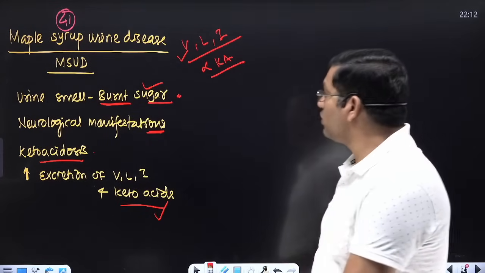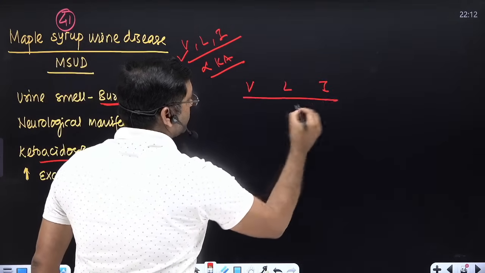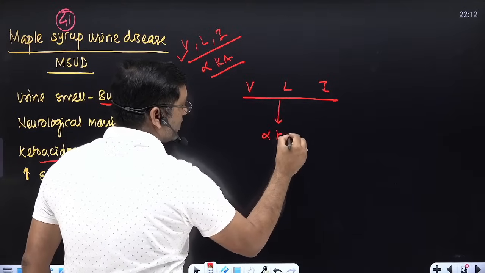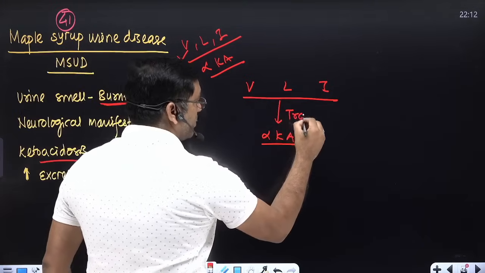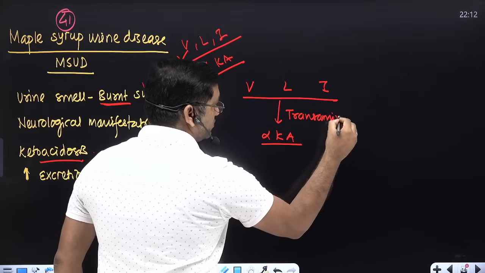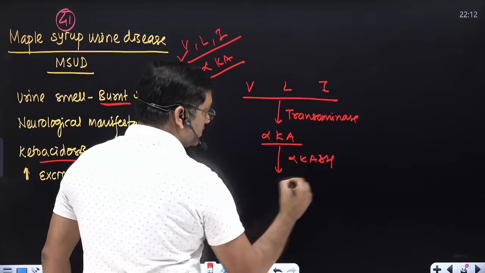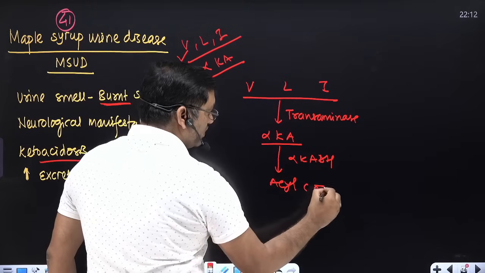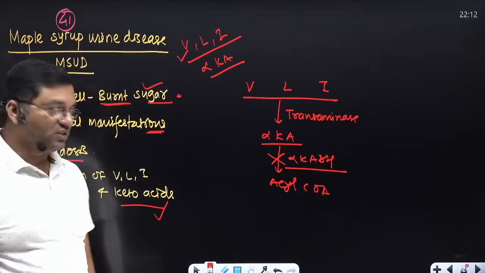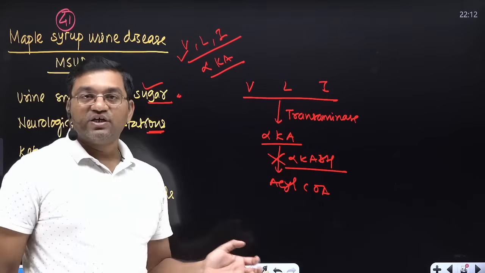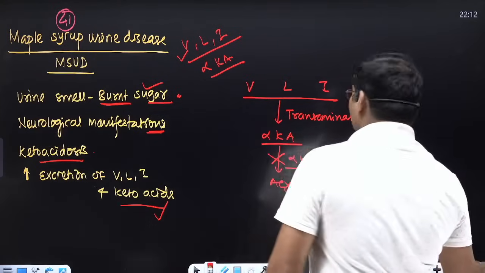It has neurological manifestation and typical smell is smell of burnt sugar, maple syrup urine disease, valine, leucine and isoleucine metabolism because of defect in the enzyme. So valine, leucine and isoleucine, these are the amino acids. They are converted into their alpha keto acids by the transamination reaction, transaminase, and these alpha keto acids by alpha keto acid dehydrogenase are converted into acyl coenzyme A. So defect in this alpha keto acid dehydrogenase causes the maple syrup urine disease. The name is branch chain alpha keto acid dehydrogenase. So maple syrup urine disease.